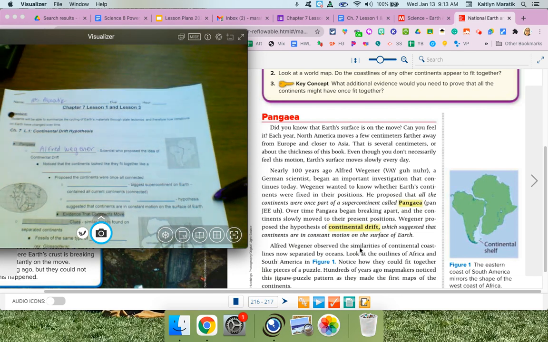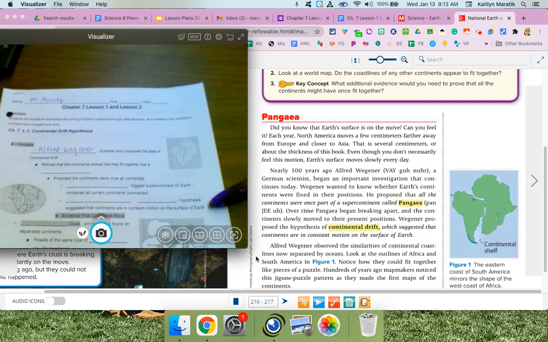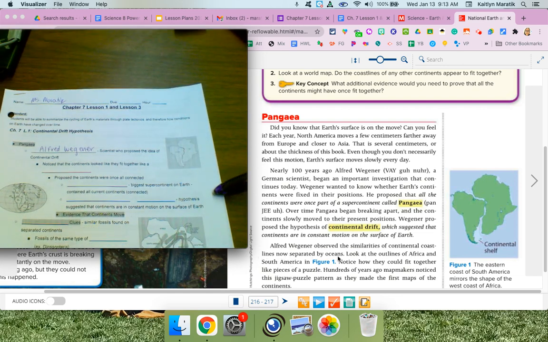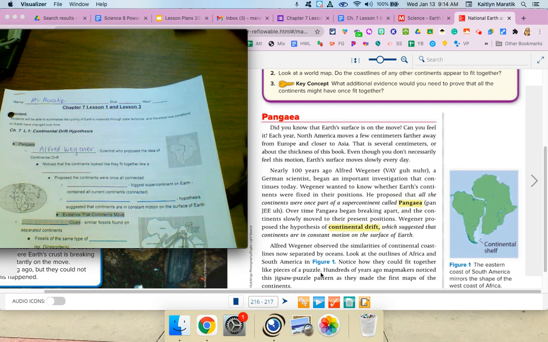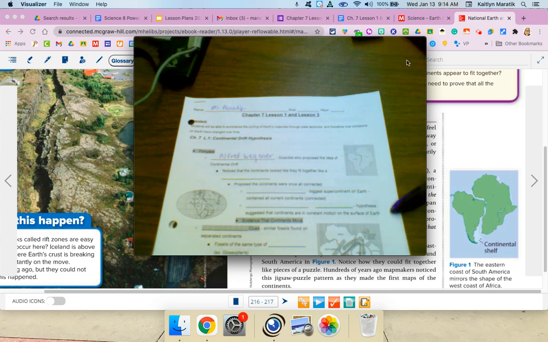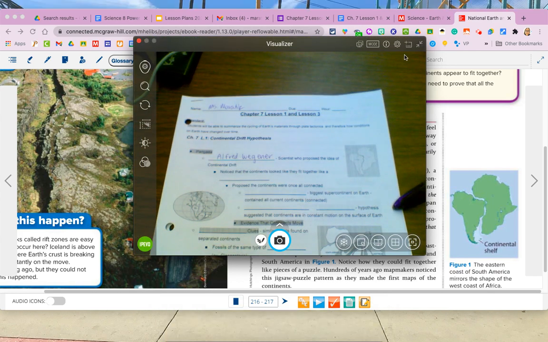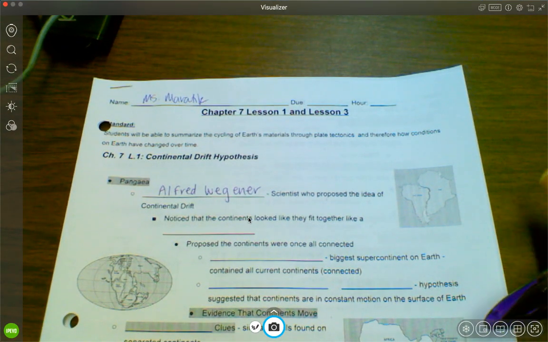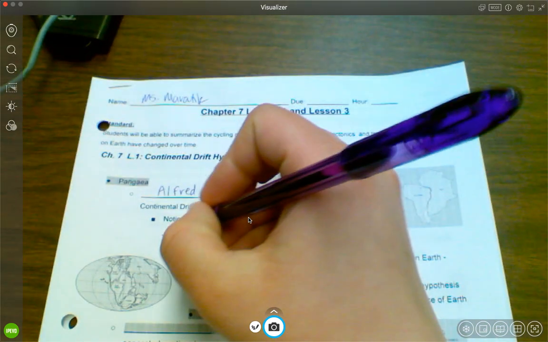So Alfred Wegener observed the similarities of continental coastlines now separated by oceans. Look at the outlines of Africa and South America. Notice how they could almost fit together like pieces of a puzzle. Hundreds of years ago, mapmakers noticed this jigsaw puzzle pattern as they also made the first maps of the continents. So if I come back here, Alfred Wegener and other mapmakers noticed that the continents looked like they fit together like a puzzle.